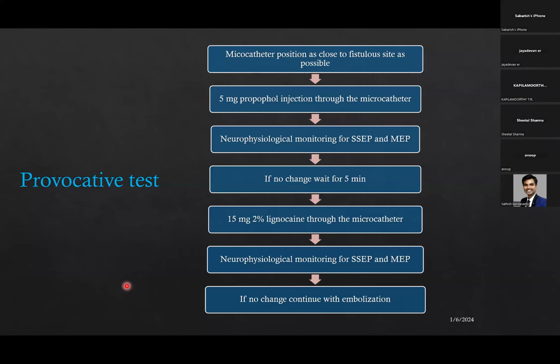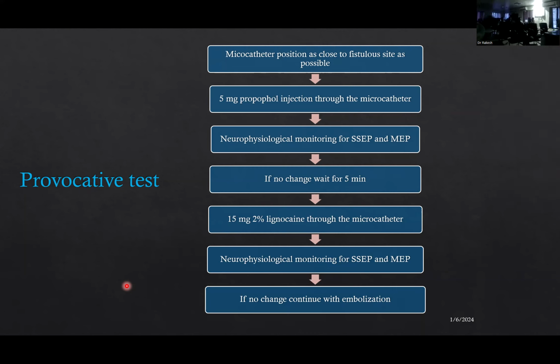We waited for 5 minutes, and if there was no change in any of these waveforms, then 15 ml of 2% lignocaine was injected through the microcatheter. Again, the monitoring was continued. And if there was no change in any of these waveforms, then we went and embolized from this site of microcatheter position. All during the embolization, the monitoring was continued, so that if there was any drop in any of these evoked potentials, we would stop our embolization at that time point.